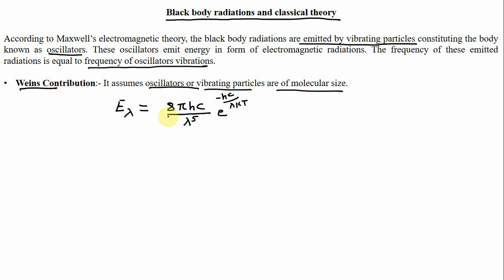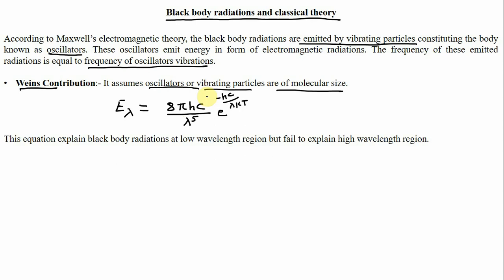We are not going to derive this expression, we will take it as such. But the drawback of Wien's contribution is that it can explain the energy of these black body radiations only at low wavelength. It can explain the black body radiations at low wavelength, but it failed to explain the energy of black body radiations at the high wavelength region.